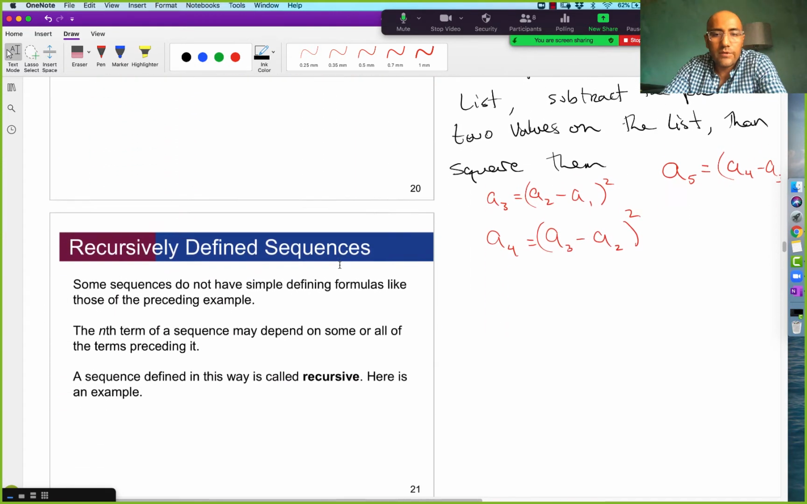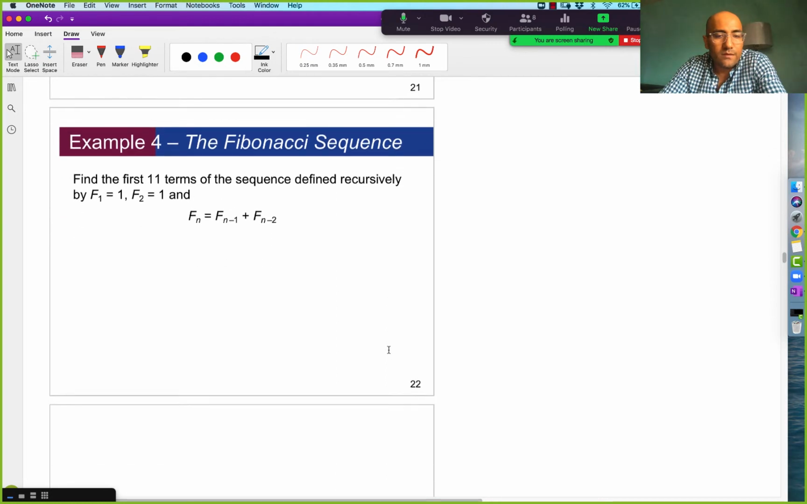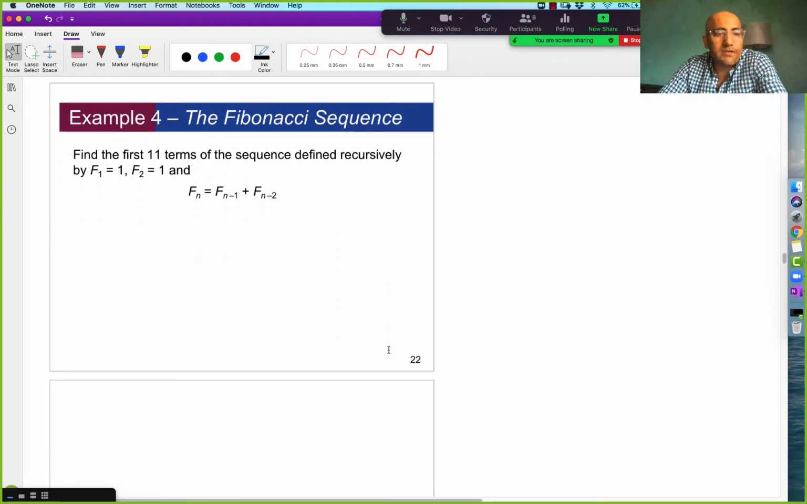Okay, so let's look at the formal description. Some sequences do not have simple defining formulas like those in the previous examples. The nth term of a sequence may depend on some or all of the preceding terms. The sequence defined in this way is called recursive. Here's another example. Find the first 11 terms of the sequence defined recursively in the following way. Here the capital F is being used to describe our sequence. So we already have the first two on my list. Let's put them over here.